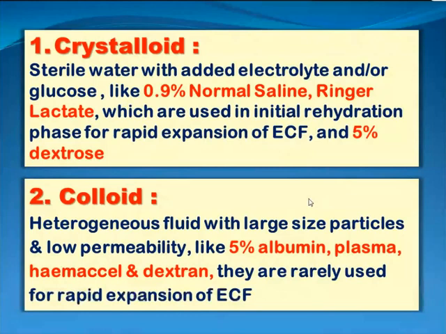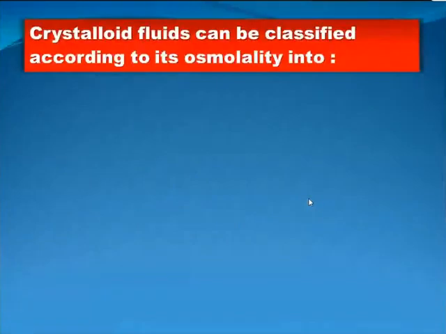So, to repeat, crystalloid and colloid according to constituents. Now, the crystalloid fluid can be classified again into three types according to osmolarity. You know, the IV fluid may contain sodium with glucose, or it may contain sodium alone, or it may contain glucose alone. The presence of sodium and glucose in a certain concentration or in a certain osmolarity will classify the crystalloid fluid into three main types.